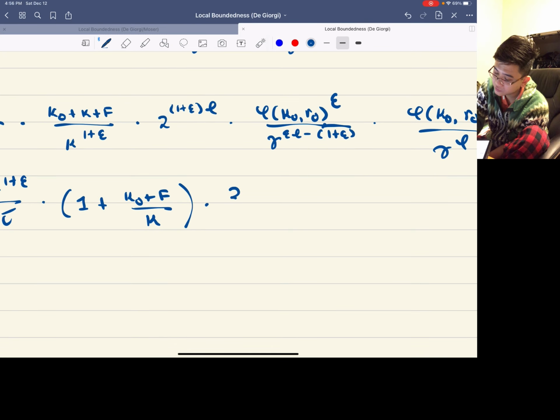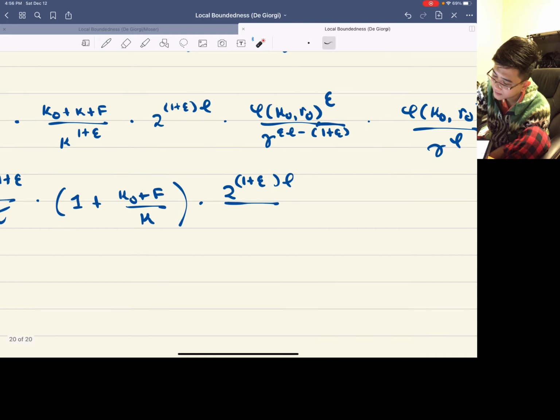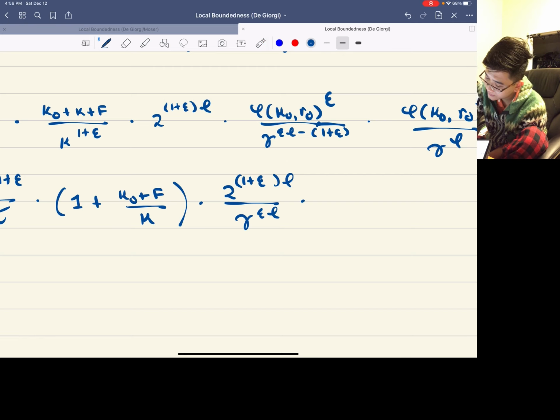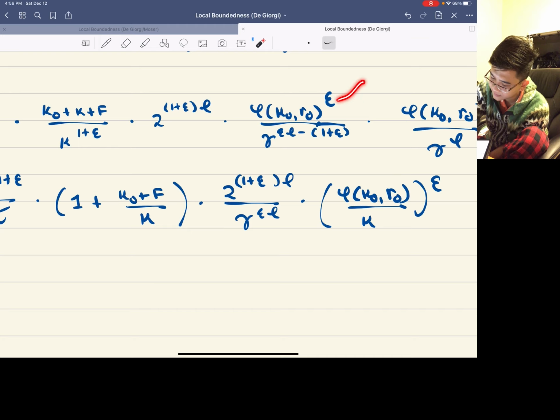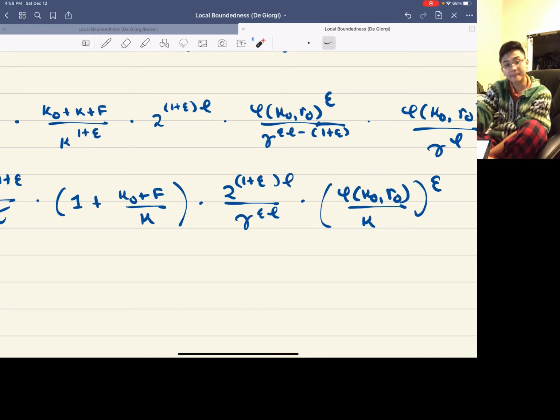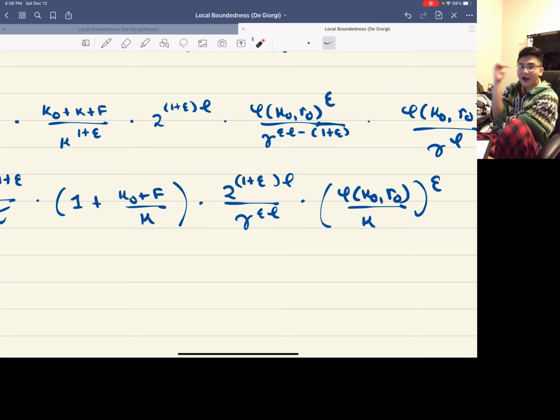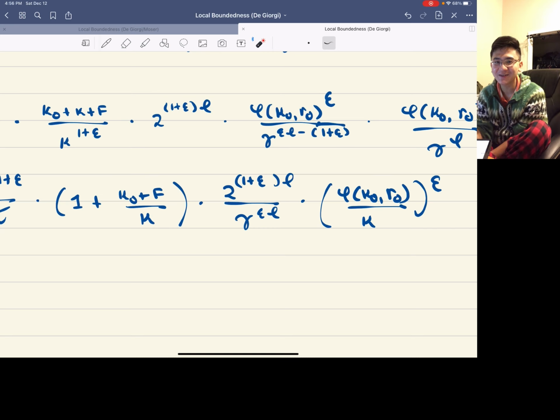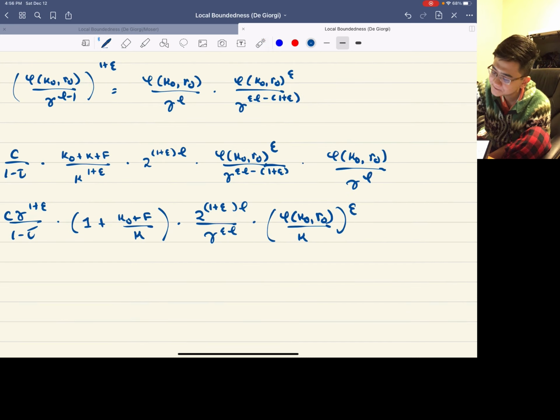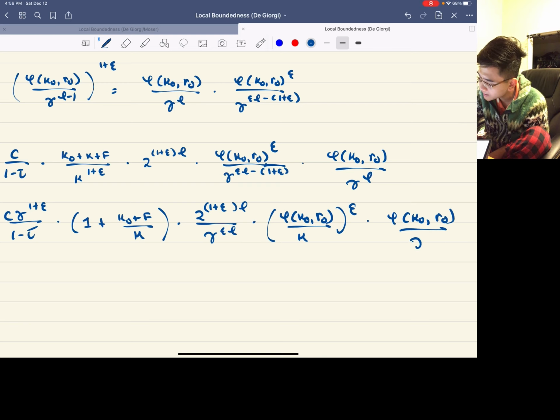So times 2 to the 1 plus epsilon L over, I have gamma to the epsilon L times phi of K0 R0 over K to the epsilon. Where did that come from? It's this term and K to the epsilon. So it's just algebra, and I hope that you're also trying this together with me. So we have that times phi of K0 R0 over gamma to the L.